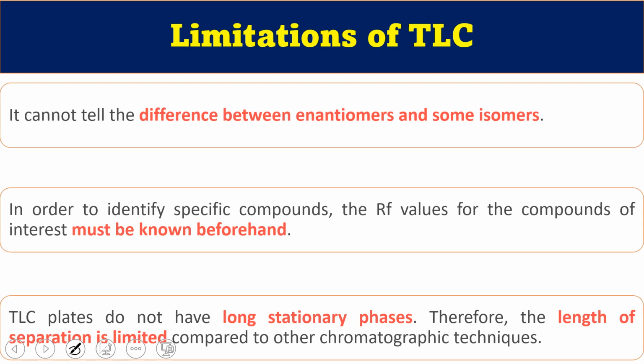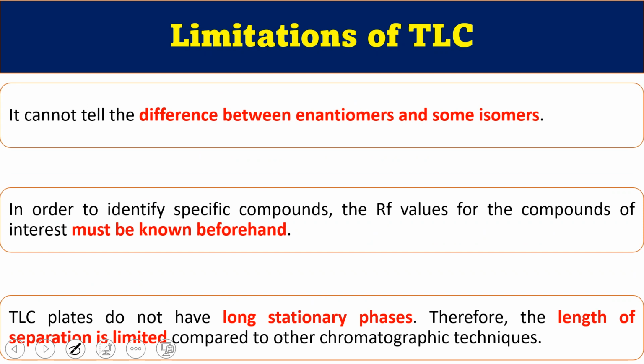There are certain limitations, certain drawbacks, also associated with TLC. First, it cannot differentiate between different enantiomers or isomers. In order to identify a specific compound, the RF value of the compound of interest must be known beforehand, so identification can be done only if you know the RF value. And TLC plates do not have long stationary phases. Therefore, the length of the separation is limited compared to other chromatographic techniques, very restricted, very limited.